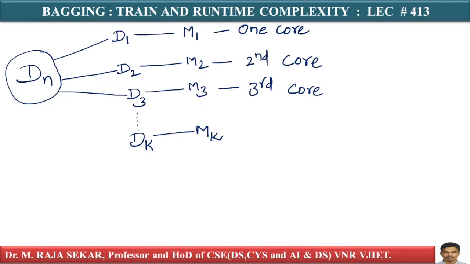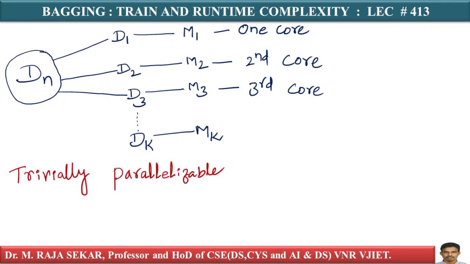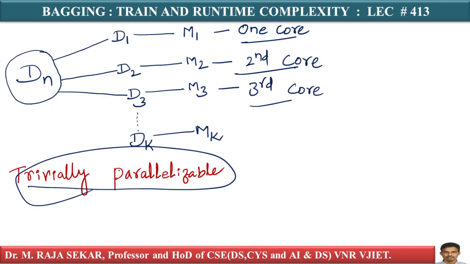This can be done on the first core, this on the second core, this on the third core. This algorithm is called trivially parallelized, isn't it? It is trivially parallelized because, given the data set Dn, we break it up into D1, D2, D3, so on Dk. We actually generate these bootstrap samples.